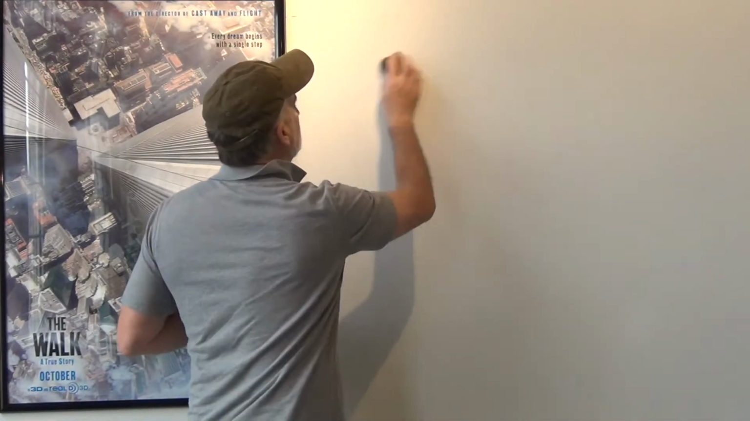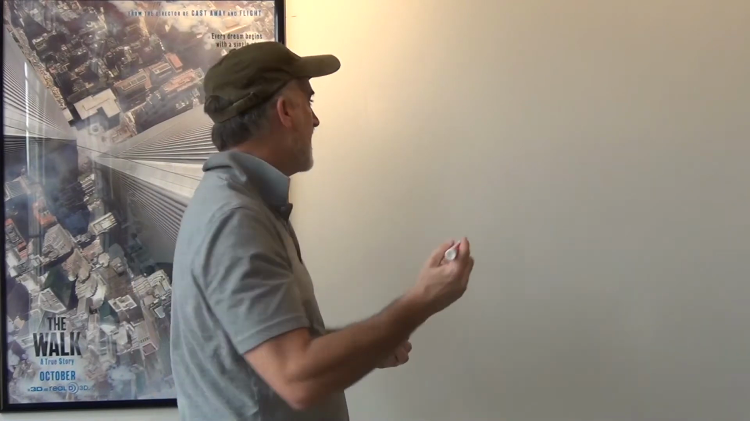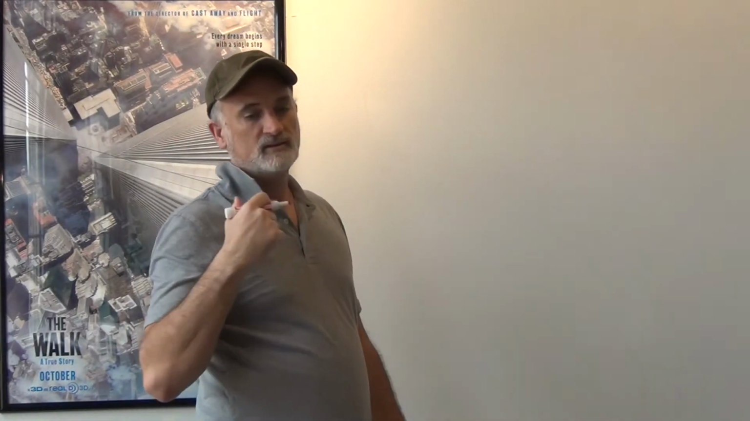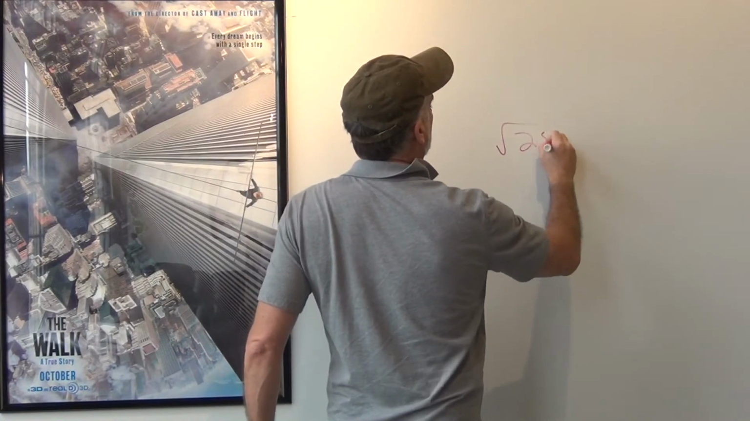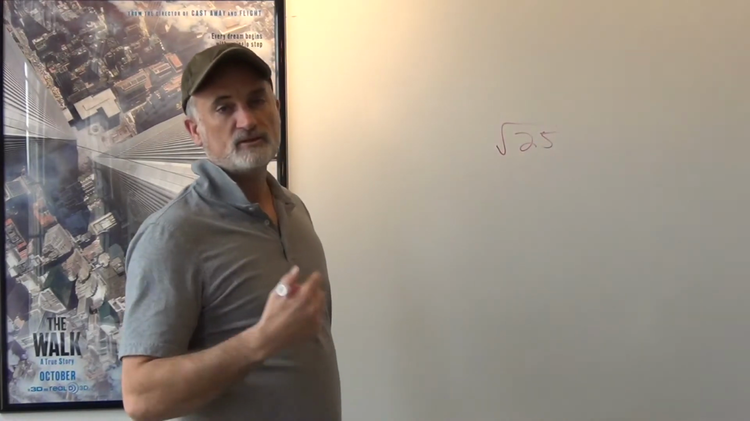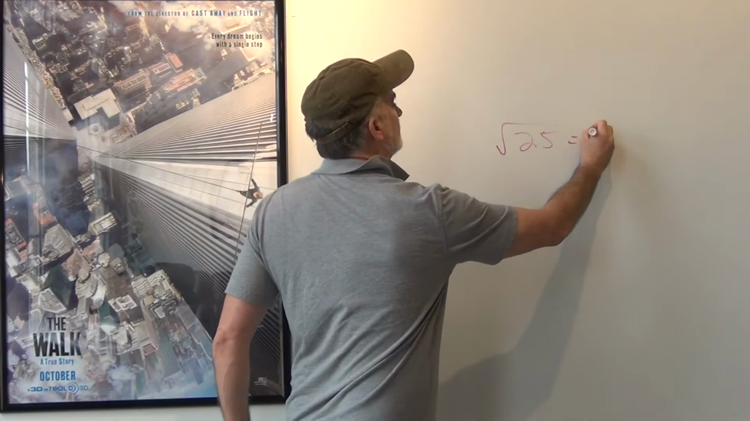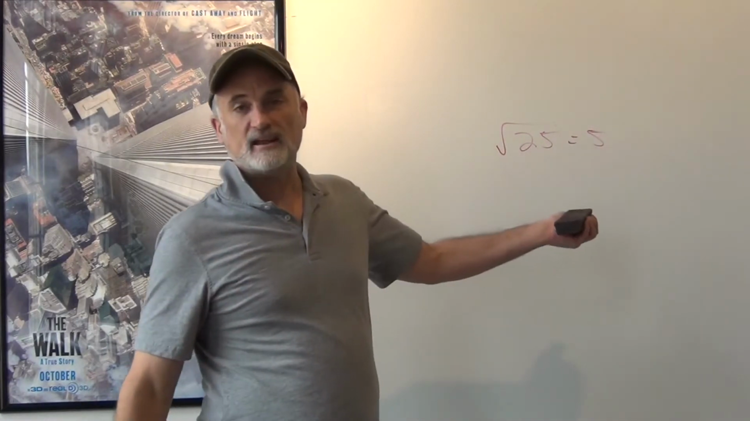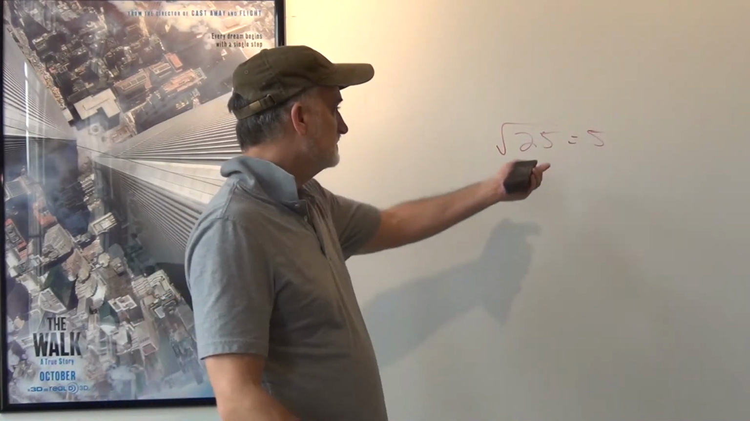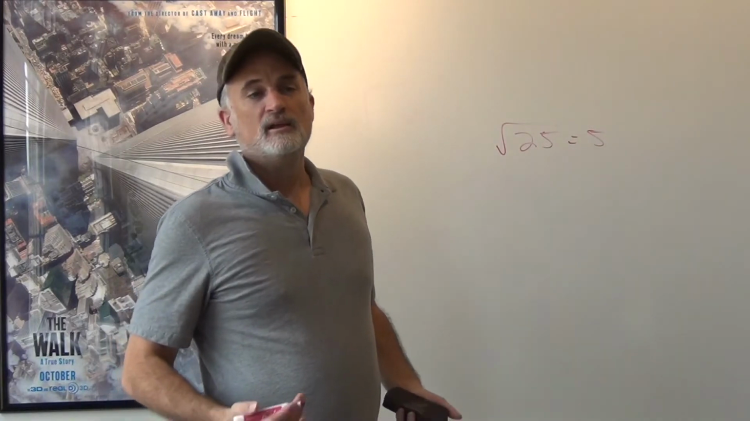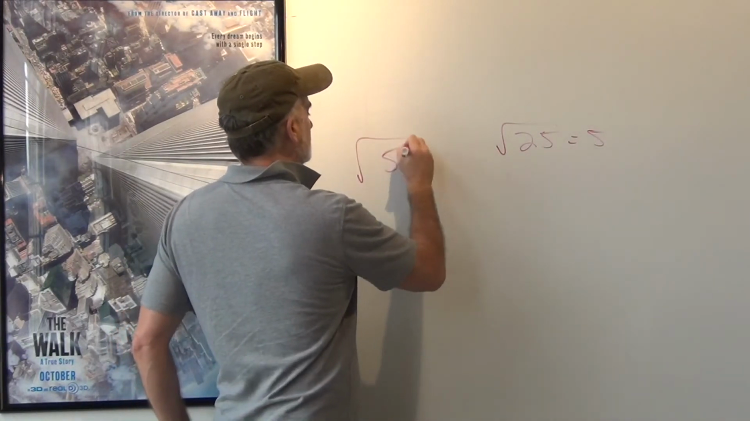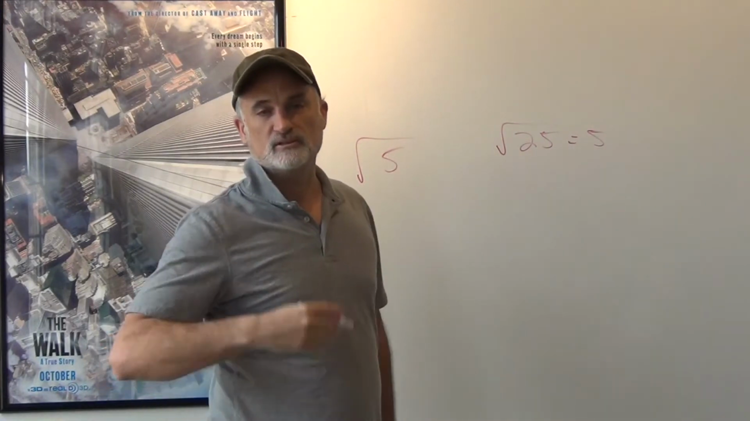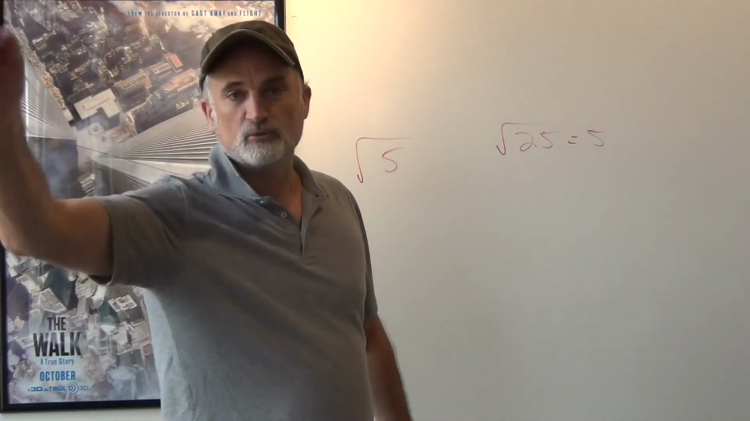All right, let's take a look at this one now. So when you've got the square root of 25, we know that equals 5. And that is a rational number because it's 5. So what about the square root of 5? Let's go back to that again. Now we said that was irrational because it was a bunch of decimals and it didn't make sense.